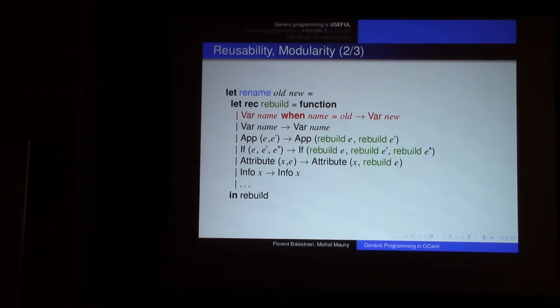Another application of generic programming is in the removal of boilerplate code. In this function, we rename variables in an expression, and only one equation here matters, the one in red. All the other equations are systematic, and they simply rebuild a term after recursing.